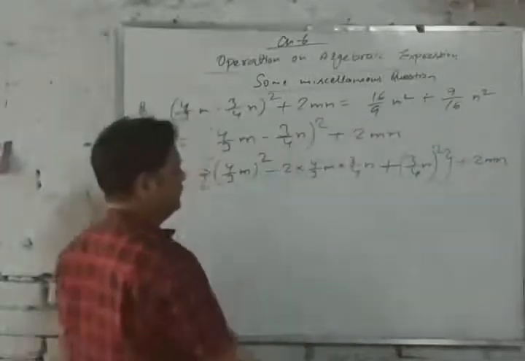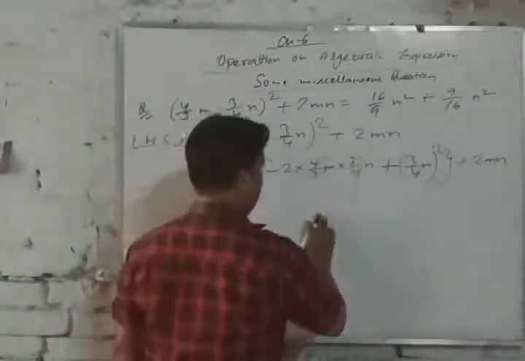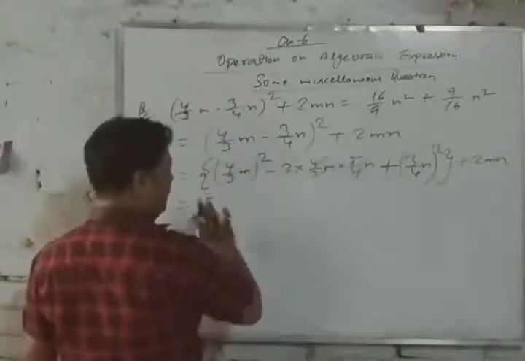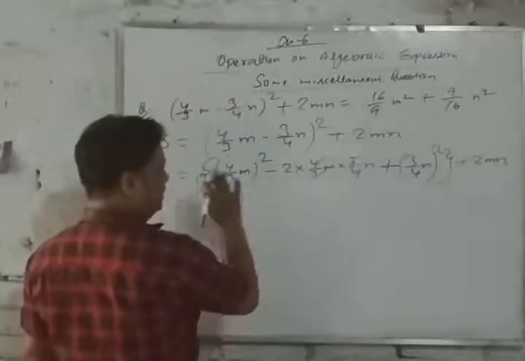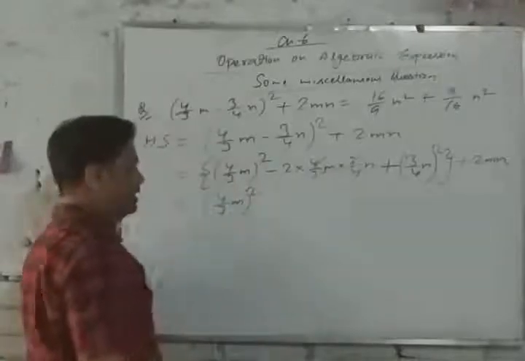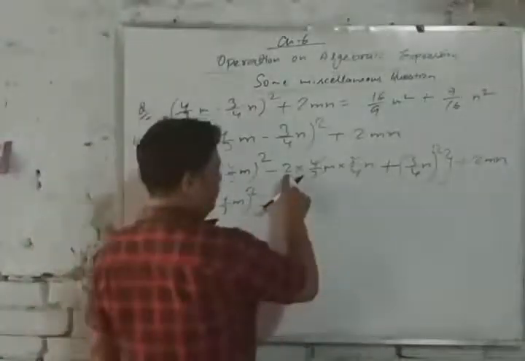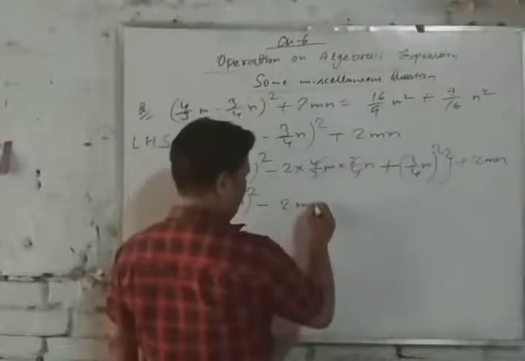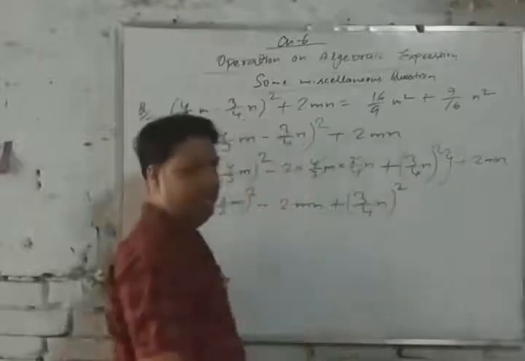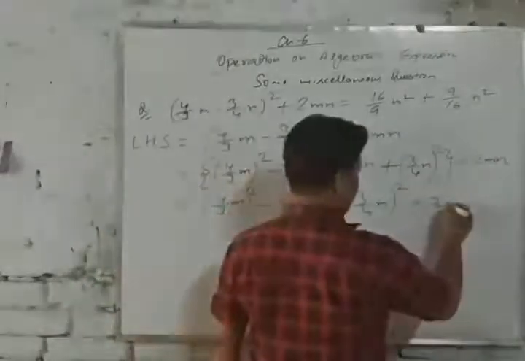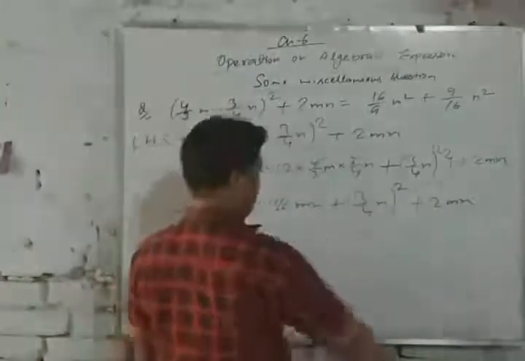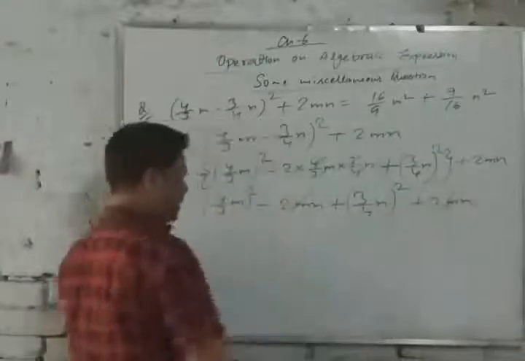Okay. Now here you can see that 4 cancelled out, 3 cancelled out. Then it is 4 by 3m to the power 2. Leave this term. 4 by 3m to the power 2. Okay. We will not write the square of this term. Okay. Now here minus 2mn only. 2mn. Here 3 by 4n to the power 2. And outside plus 2mn. Okay. Leave these two terms. Now here minus 2mn and plus 2mn cancelled out.